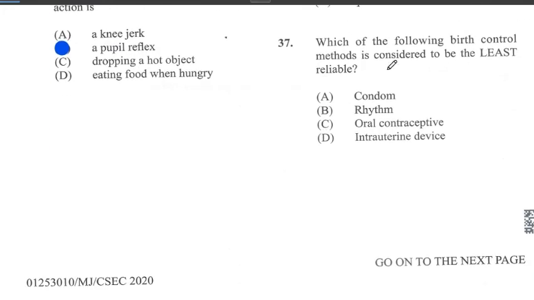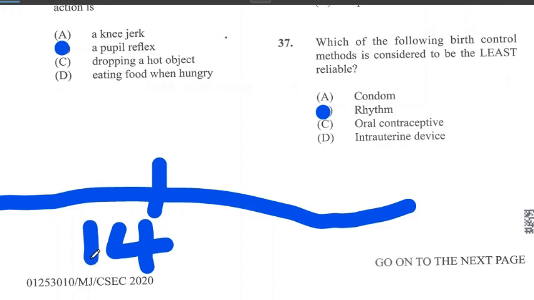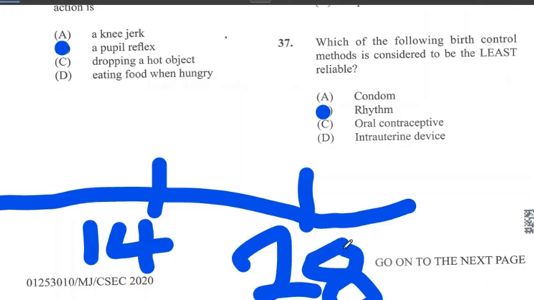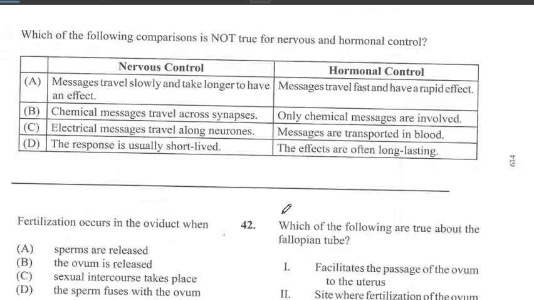Which of the following birth control methods is considered the least reliable? That would be the rhythm method, meaning that you go according to the menstrual cycle. Usually around day 14 of a 28-day cycle is the time when you can most likely get pregnant. So that is something you could take into account, but it's not reliable because regardless of the day, when the ovary releases an egg, that can still lead to the birth of a child.